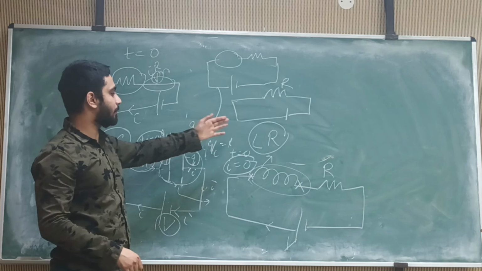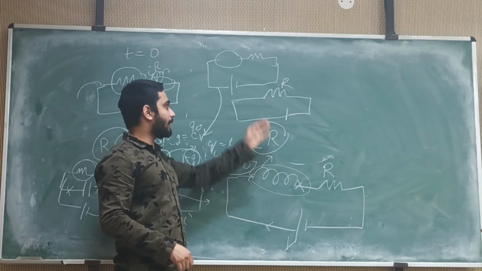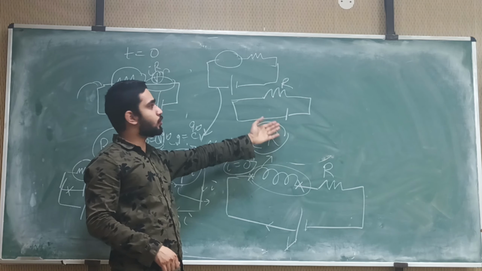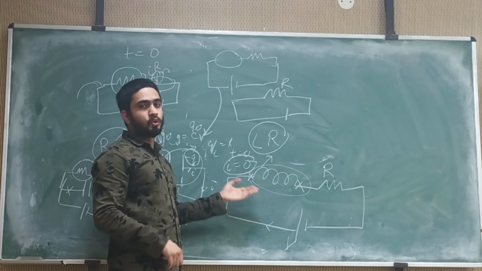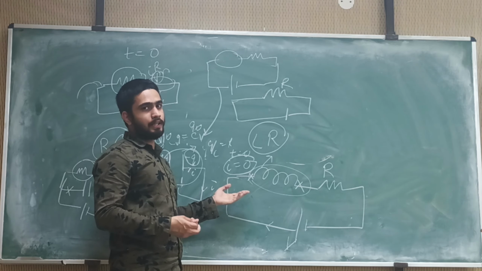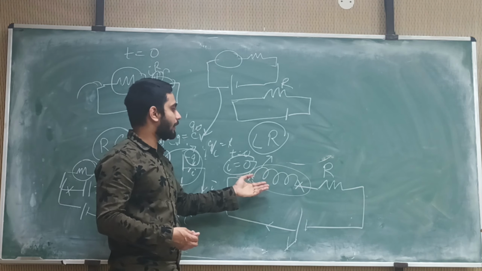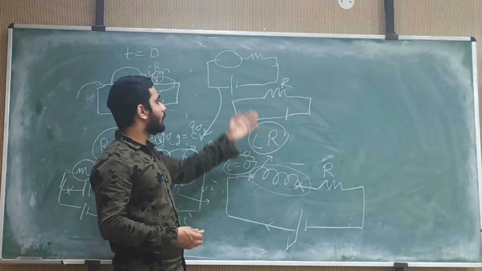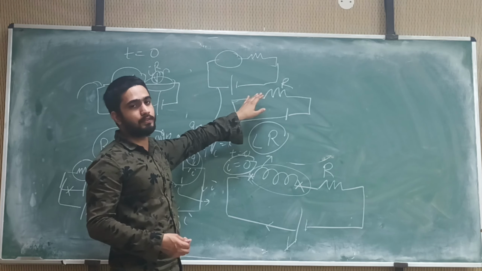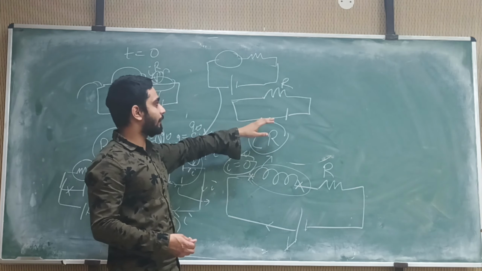So if it is asked, at time t equal to infinity, what will be the current in this circuit if the voltage is 2 volt and the resistance is this and the inductance is this? We don't need to use any inductance, because at time t equal to infinity, the resistance offered by the inductance will be zero. So we can simply replace it with a zero resistance wire, and we can solve.